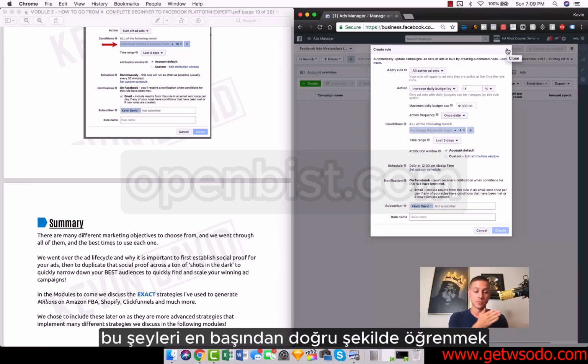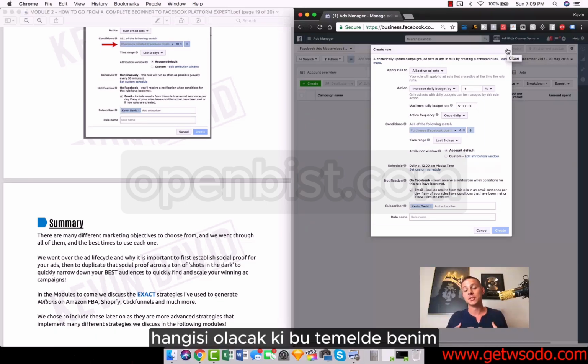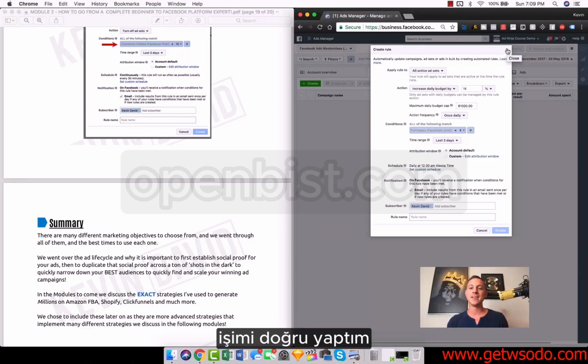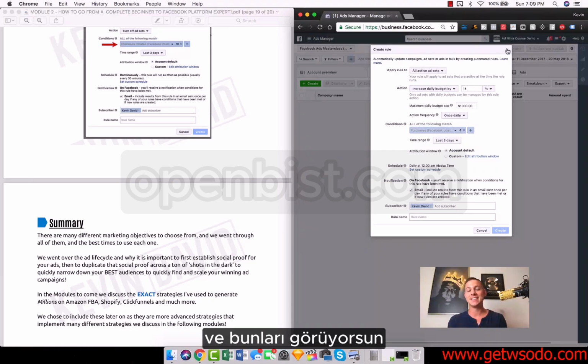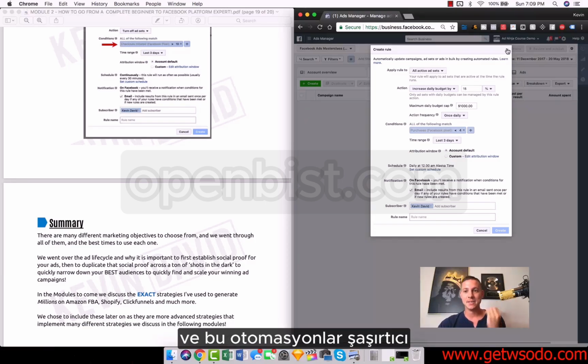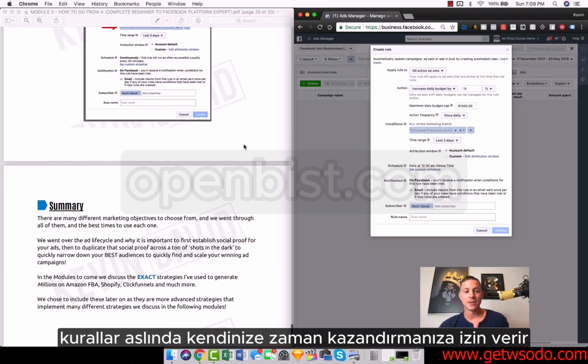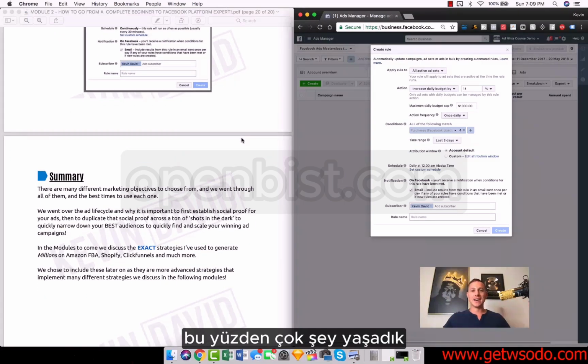And learning this stuff the right way from the beginning, guys, you won't even realize how much time you save, which is basically going to mean that I did my job correctly. But if you did learn this the wrong way, or you've been doing it a different way and you're seeing these, you probably understand how unbelievably beautiful and amazing these automation rules are at saving you time. So we just went through a lot.